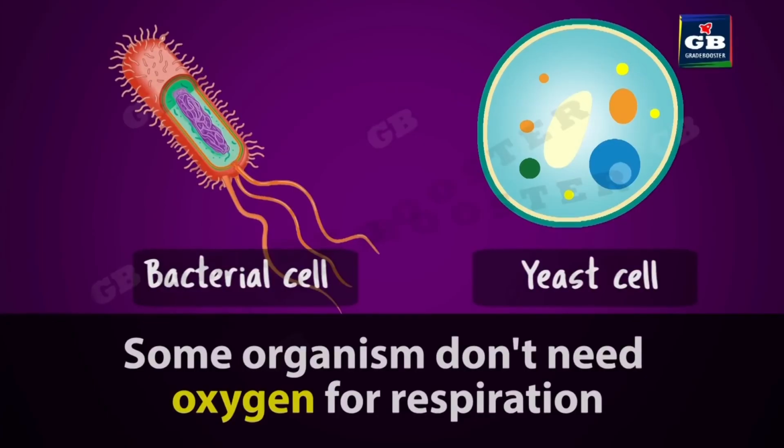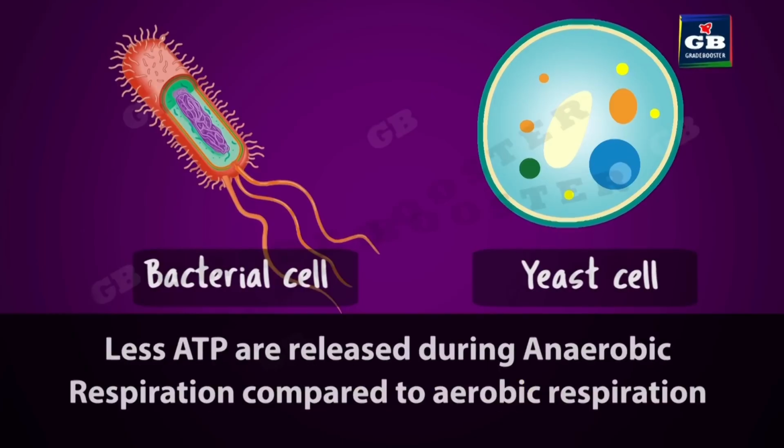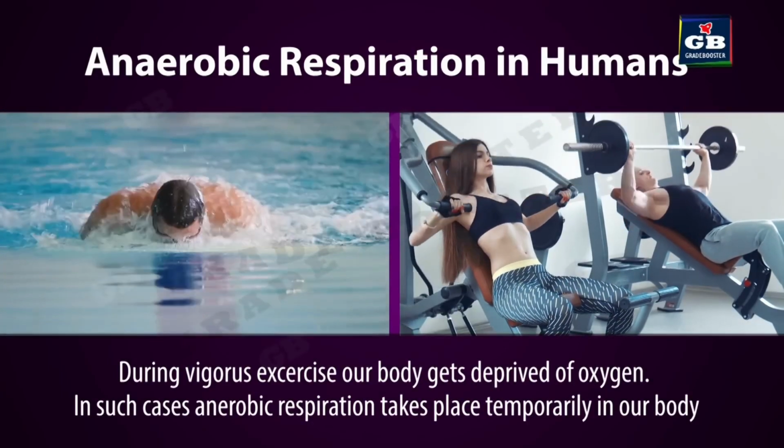In some organisms, oxygen is not needed for respiration. This type of respiration is called anaerobic respiration. But in anaerobic respiration, fewer ATPs are released when compared with aerobic respiration. Anaerobic respiration is observed in organisms like bacteria and yeast. Sometimes, even in our bodies, anaerobic respiration takes place.